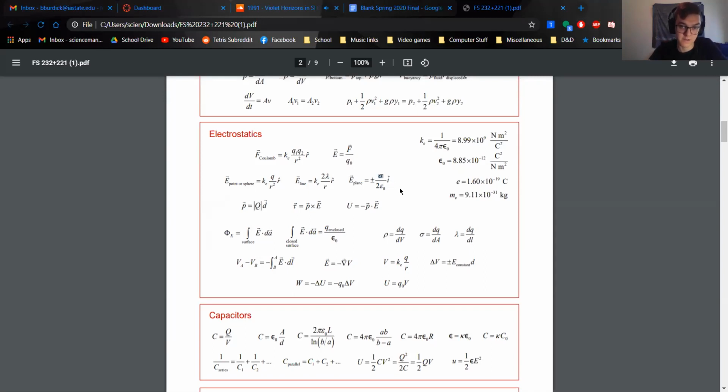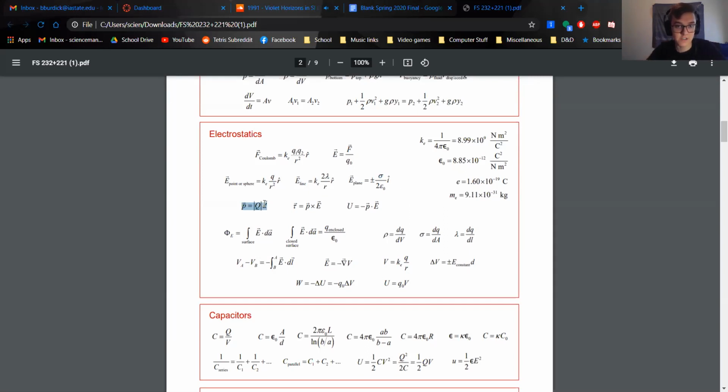And then similarly, sigma is an area charge density. So now I have an area, and I take the total amount of charge I have and divide that charge by the area, and then I'll get sigma, if it's uniform. You have to be careful when it's not uniform, but a lot of the time it is.